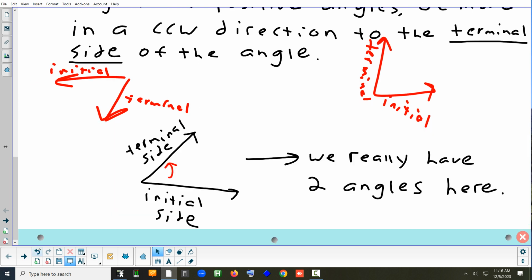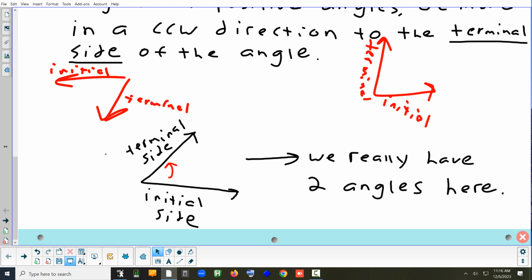Just another example. So we really have two different angles here. We have the angle that's between the rays, that's the interior of the angle. Then we also have the exterior angle, on the outside. Generally, when we talk about angles, we're going to be referring to the angle that is interior, between the two rays.